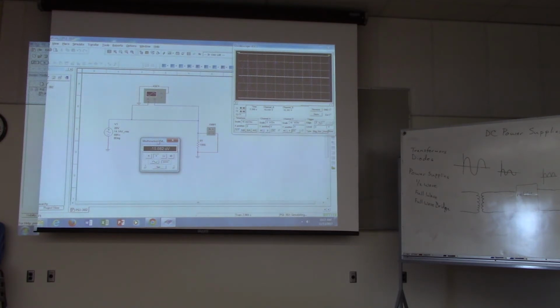Exactly right. And DC measures the average of our signal, sort of the middle of our signal. So our signal is above 0 half the time and below 0 the other half of the time. So the middle, the average, is right about 0. So when we measure the DC voltage on the meter, we're measuring the average, and so we're measuring about 0.